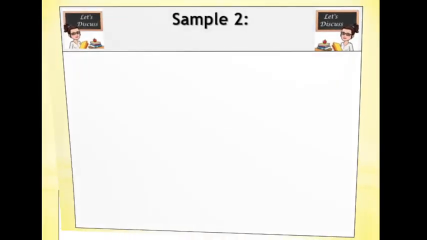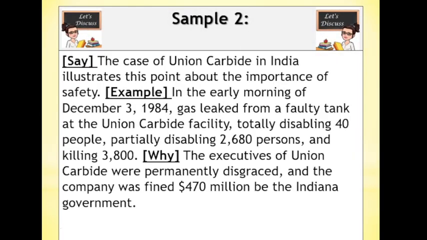Now let's go to example number 2. The case of Union Carbide in India illustrates this point about the importance of safety. In the early morning of December 3, 1984, gas leaked from a faulty tank at the Union Carbide facility, totally disabling 40 people, partially disabling 2,680 persons, and killing 3,800. The executives of Union Carbide were permanently disgraced, and the company was fined $470 million by the Indian government.